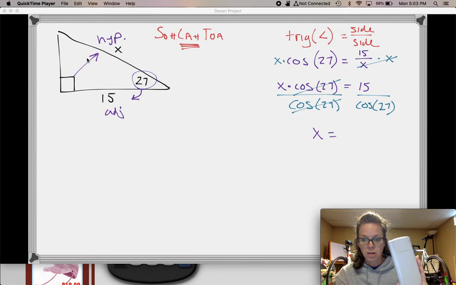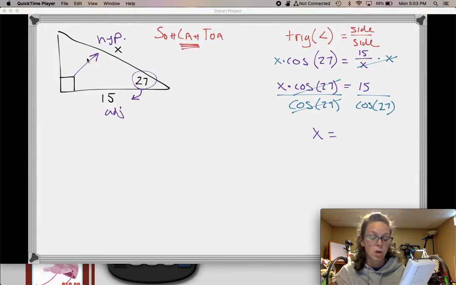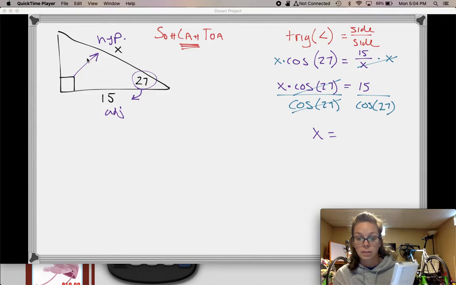So I'm going to go ahead and type it into my calculator here, and then I'm actually going to pull up a calculator and show you exactly what you need to do to type this in, but just so we can get our answer, and then I'll go back and show you how to type it in. 15 divided by cosine of 27, and I got 16.8. 16.8 is our answer here.